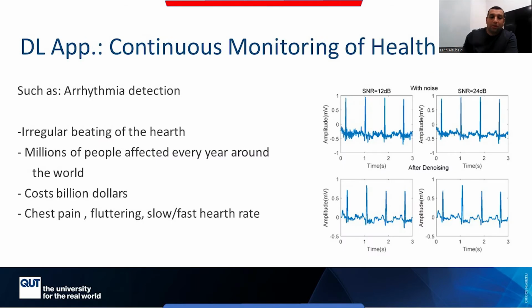Some examples of deep learning applications: continuous monitoring of health, for example arrhythmia detection, one of the good examples. Monitoring millions of people around the world affected by that can reduce the cost, and most importantly can predict what will happen to people with that problem. Based on the record and the heartbeats, they are able to predict something and save lives.